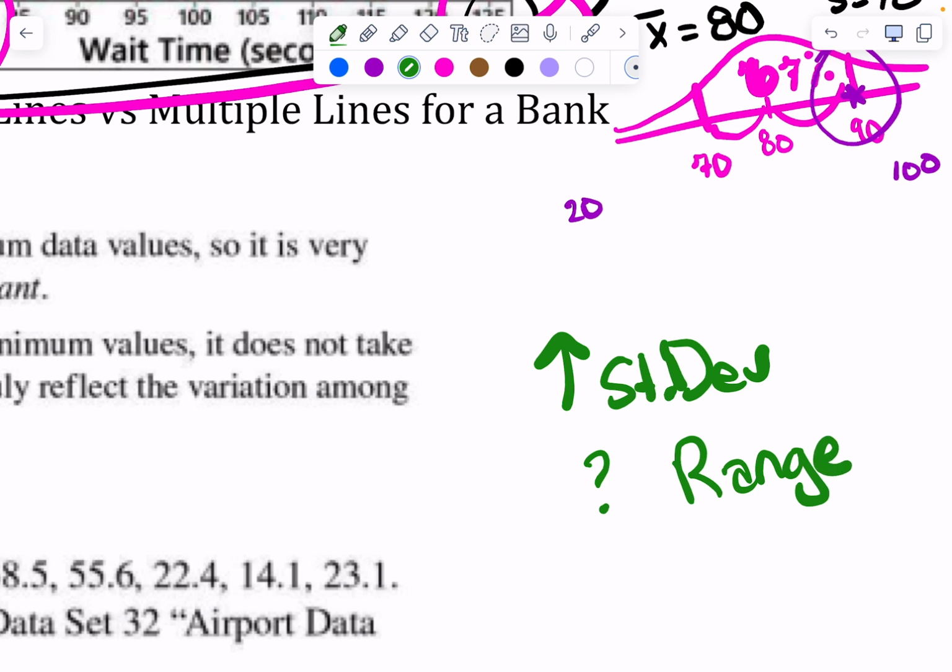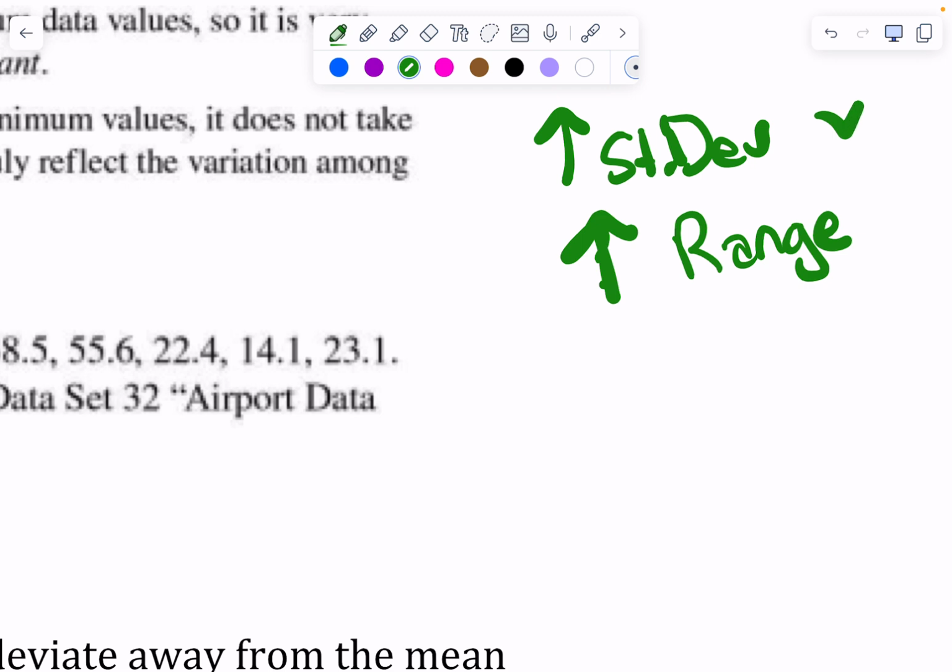Does range go up as standard deviation goes up? Yes. The bigger the standard deviation, the bigger the range is. You're right, Jose. So the more it's deviating, have you heard that word before? Deviating from the average, right? Deviating means adding and subtracting from the average. The more it's deviating, the bigger your range is, right? The smaller the deviation, the smaller the range. Make sense?